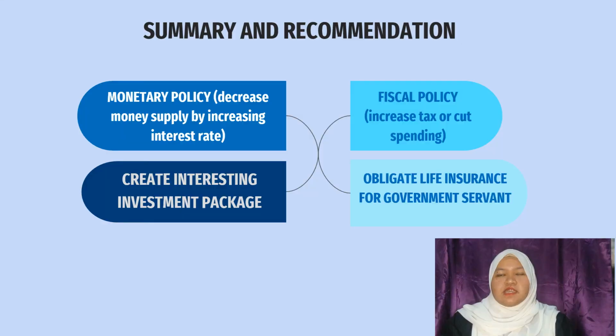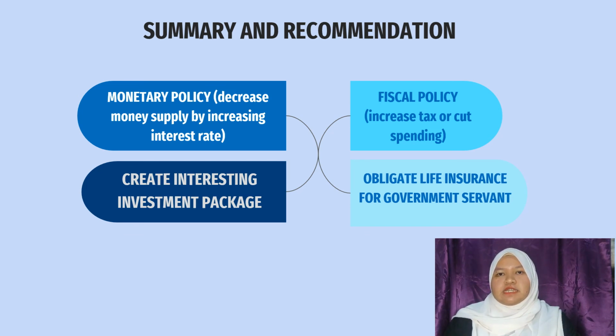Thank you. In conclusion, government has implemented policy to control inflation. First, monetary policy has been implemented by cutting the money supply and raising interest rates. This situation will decrease the price of bonds and people tend to save their money rather than spend it. Government also has been implementing fiscal policy by increasing tax.